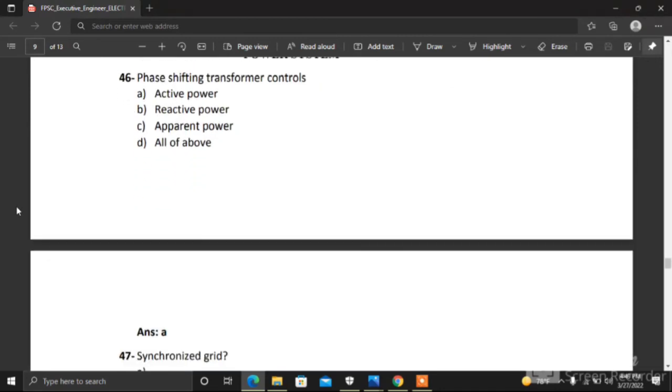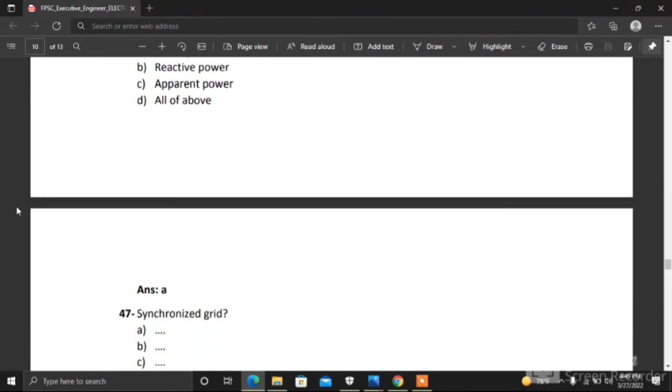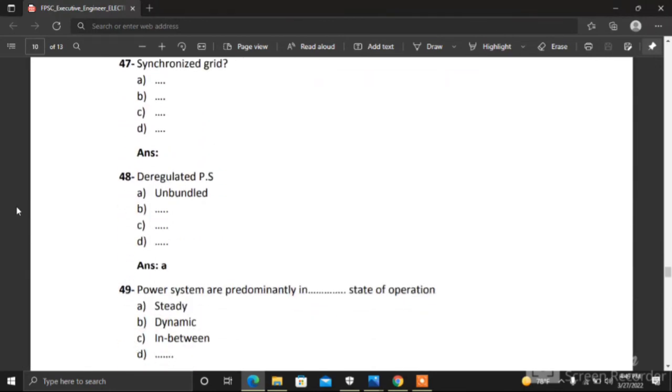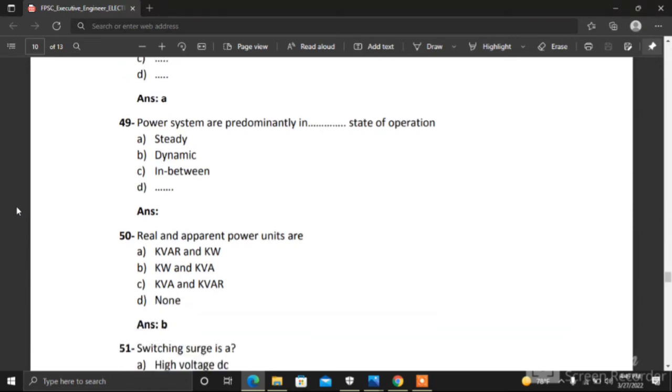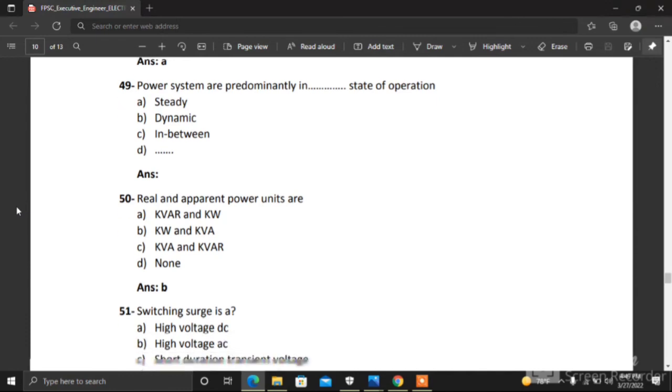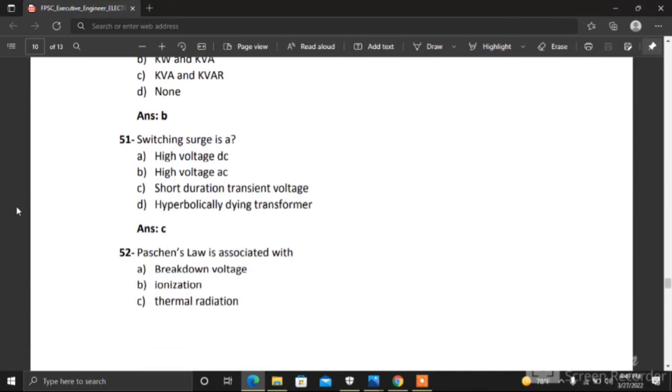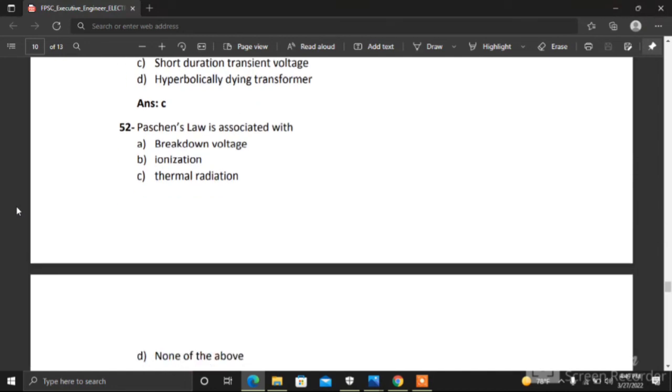Phase shifting transformer controls, correct option is A, active power. Synchronized grid has, correct option is C, synchronized frequency. Deregulated power system is unbundled. Power systems are predominantly in dash state of operation. The correct option is A, steady state of operation. Real and apparent power units are, correct option is B, kilowatt and kVA, kilo volt ampere. Switching surge is a, correct option is C, short duration transient voltage.